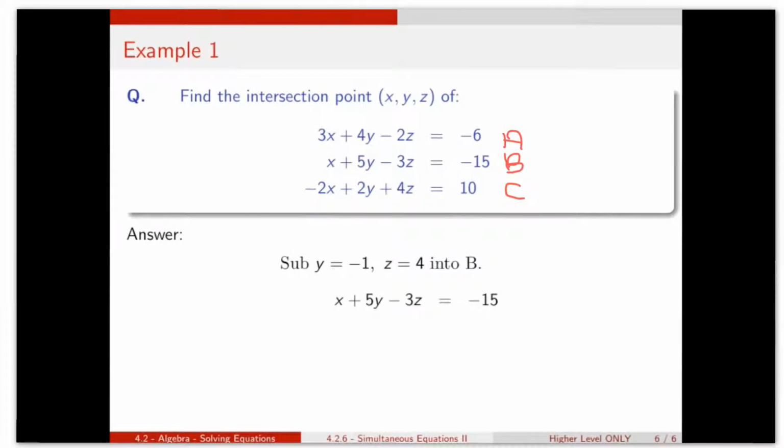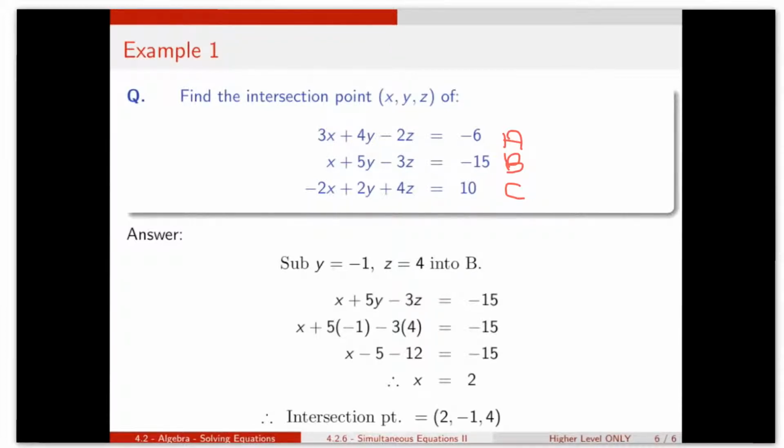And now I can sub in my values for y and z into any of my first three equations. Let's go with B. So I've got x plus 5y minus 3z is minus 15. I'm subbing in minus 1 for y and 4 for z. So I get x minus 5 minus 12 is minus 15, so x works out to be 2. So my intersection point then is 2, minus 1, and 4. And I'm done.